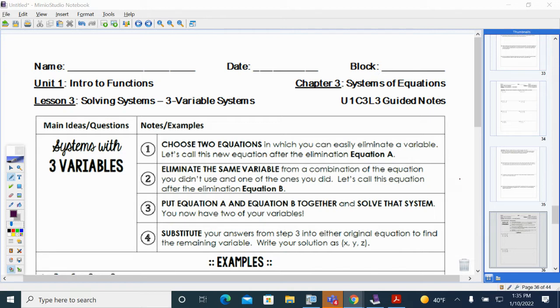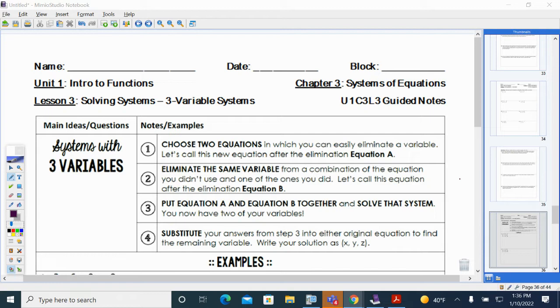So step number 1 says to choose 2 equations in which you can easily eliminate a variable. Let's call this new equation after the elimination equation A. Step number 2 says to eliminate the same variable from a combination of the equation you didn't use and one of the ones that you did. Let's call this equation after the elimination equation B. Thirdly, you want to put the equation A and equation B together and solve that system.